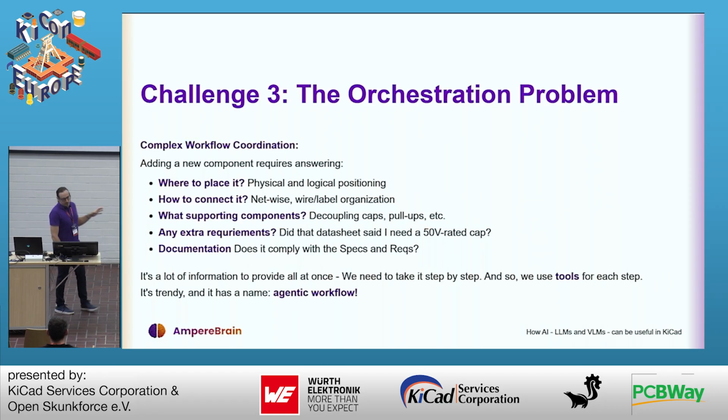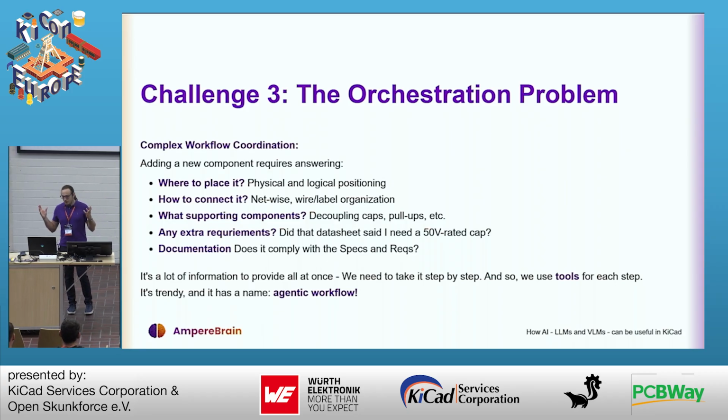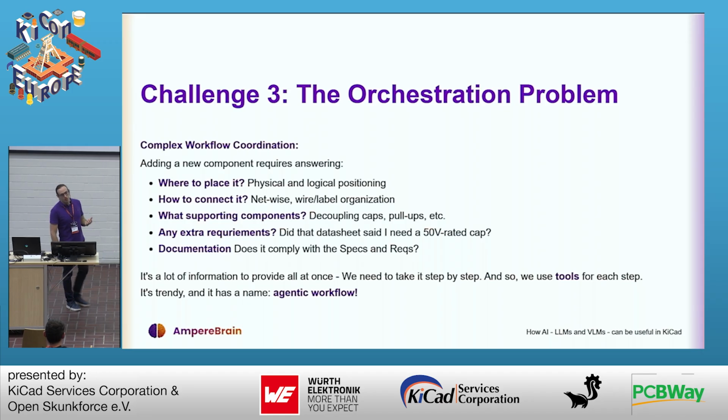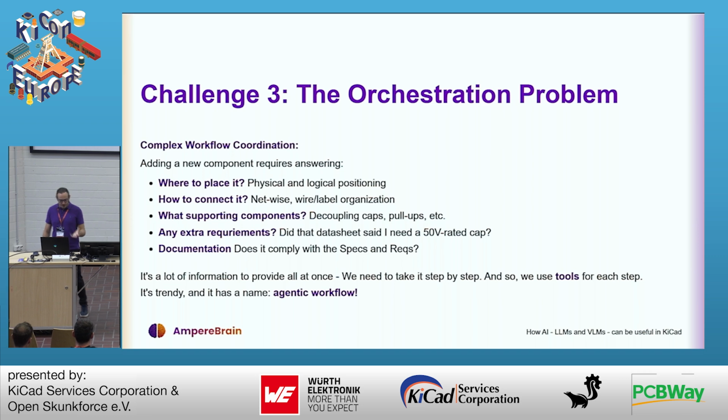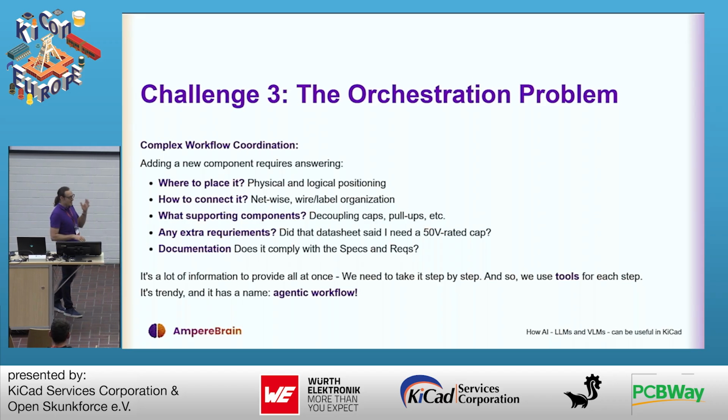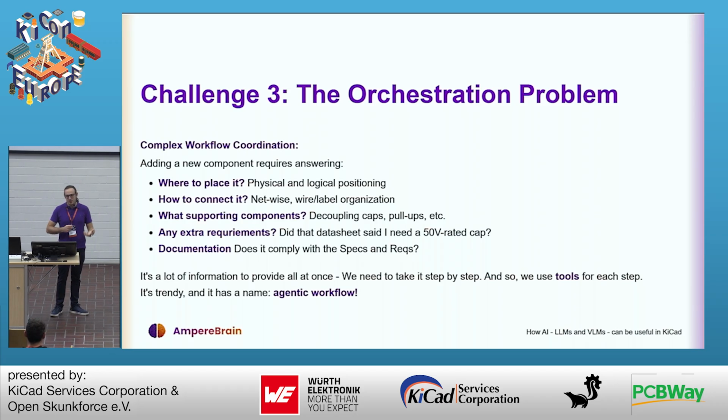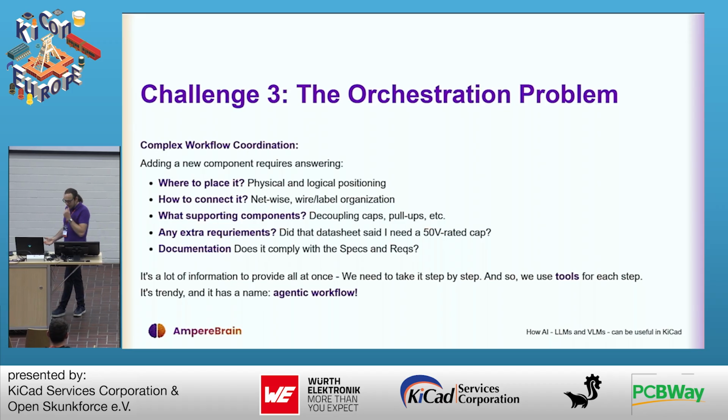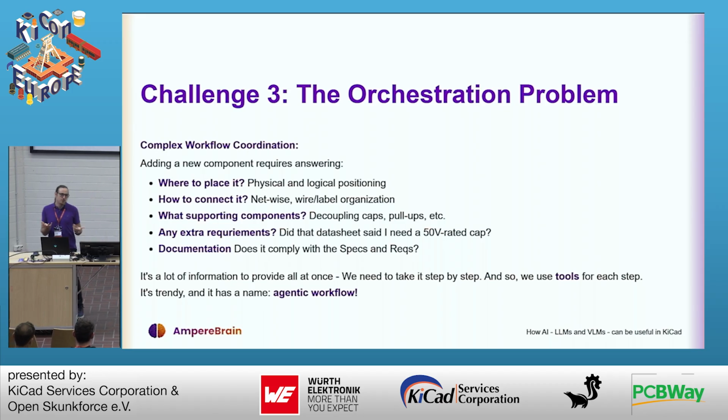Next step, the orchestration problem. How do we make everything work together? Let's take an example. Okay, I want to add a new component. What are the steps that you actually take when you add a component on your sheet? You need to answer the question where you actually put it. And that's physical, logical. Some people really enjoy having inputs to outputs in their sheets. Some others don't. And then, it's quite a lot of implicit rules that are not that easy to follow.